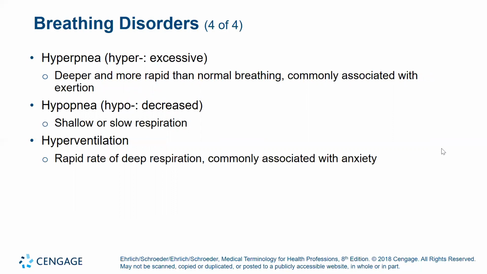We have hyperpnea. Hyper is excessive, so it's deeper and more rapid than normal breathing. Hypopnea, hypo is decreased, shallow or slow. Hyperventilation would be a rapid rate of deep respirations. This is commonly associated with anxiety. If someone has anxiety, they have that real rapid rate of respirations, hyperventilating.